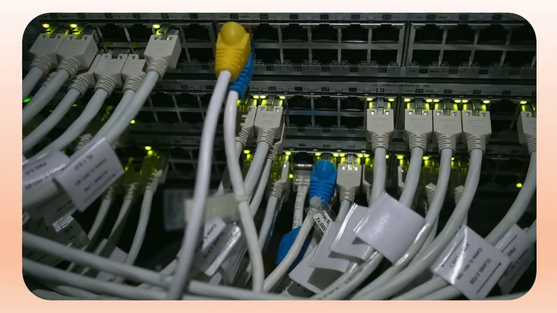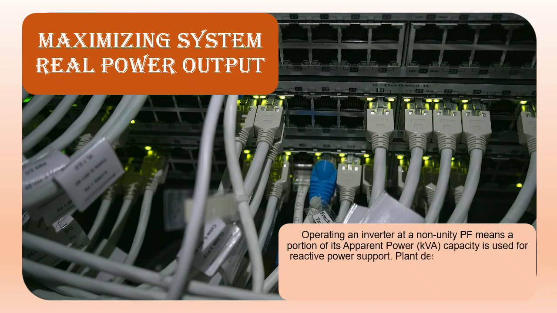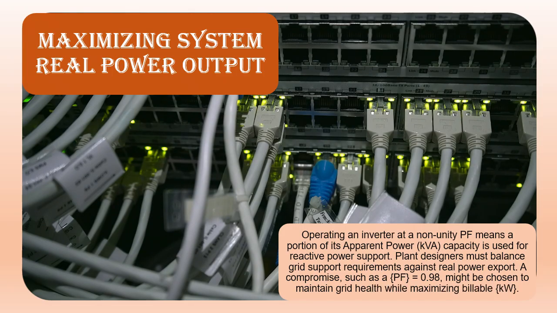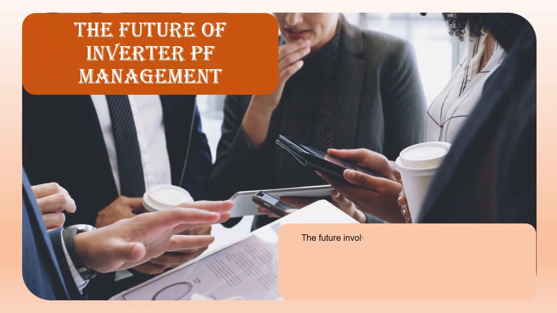Maximizing system real power output. Operating an inverter at a non-unity PF means a portion of its apparent power, kVA, capacity is used for reactive power support. Plant designers must balance grid support requirements against real power export. A compromise, such as a PF equal to 0.98, might be chosen to maintain grid health while maximizing billable kW.